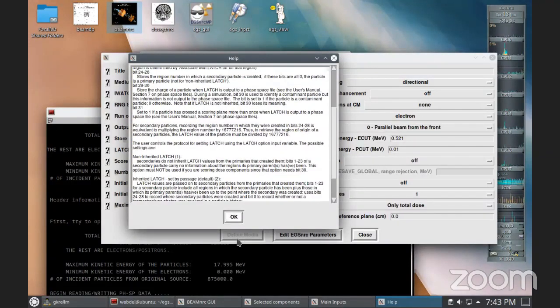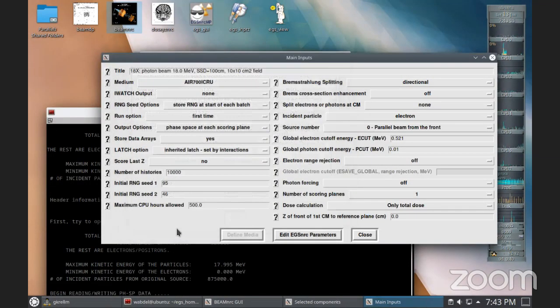You can read it, but again, when you do this in a linear accelerator, you need to record which latch is associated with which region, similar to the dose. In the output, you will not get that information. This is something in the input file. Are there questions?